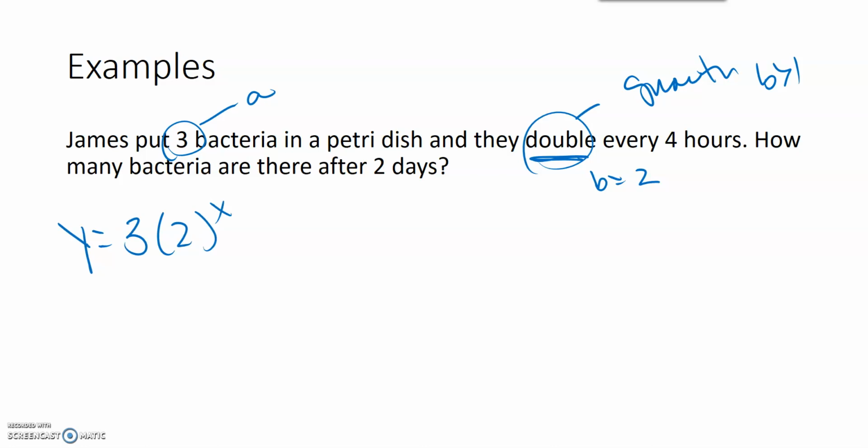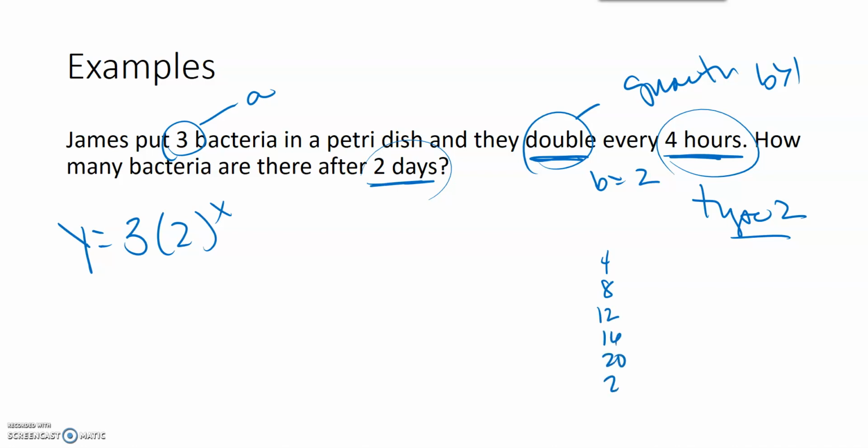Now if I read it again, James put 3 bacteria in a petri dish and they double every 4 hours. How many bacteria are there at 2 days? Our time periods don't match. This is a type 2. So we've got to figure out how many 4-hour chunks there are in 2 days. Okay, so we could write it out if we wanted. I know 4 hours. Okay, and then another 4 hours would be 8 and 12, 16, 20, 24. There are 24 hours in a day, so this is 1 day, and there's 1, 2, 3, 4, 5, 6. 6 4-hour periods in a day.